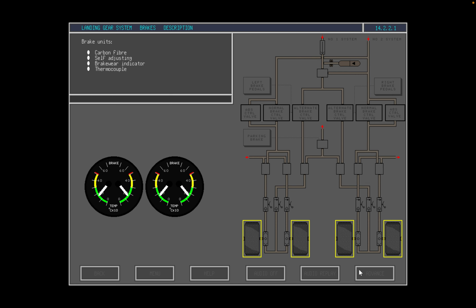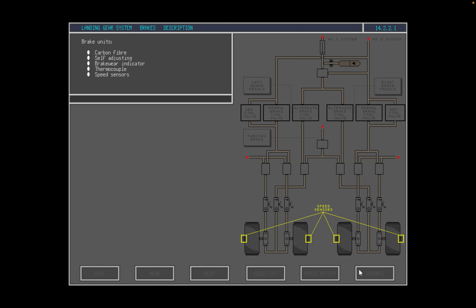The brake units are also fitted with a thermocouple which allows brake temperature to be measured. The brake temperature indicators on the first officer's instrument panel show the individual wheel brake temperatures. Within the hubcap of each main wheel is a speed sensor for the anti-skid system.